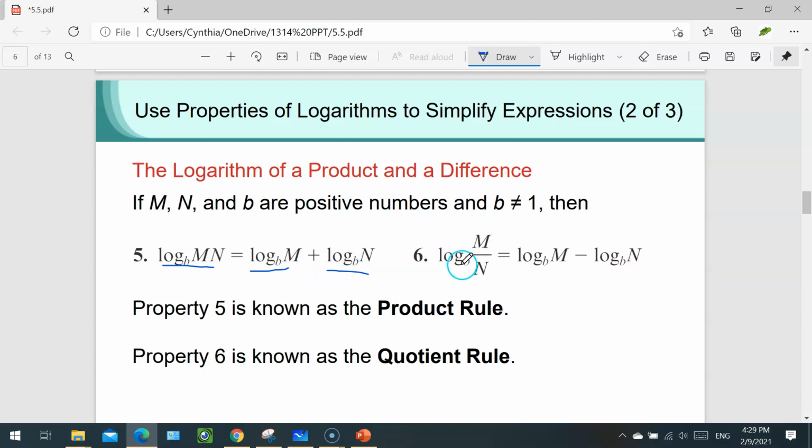The next property we call the quotient rule. The quotient rule has log base b of m divided by n. You have a single logarithm form. Now we expand it into the 2 individual logarithm form. It turns to log base b of m minus log base b of n. We call this the quotient rule, and the previous property we call the product rule.